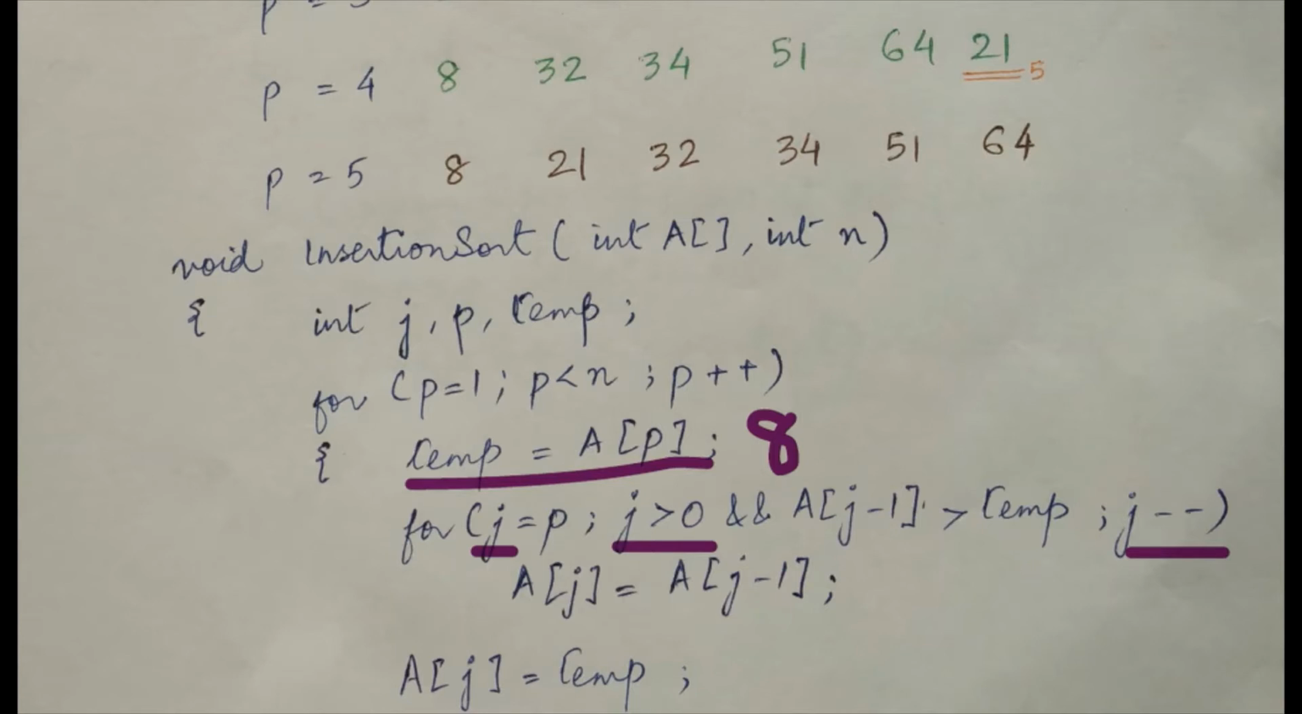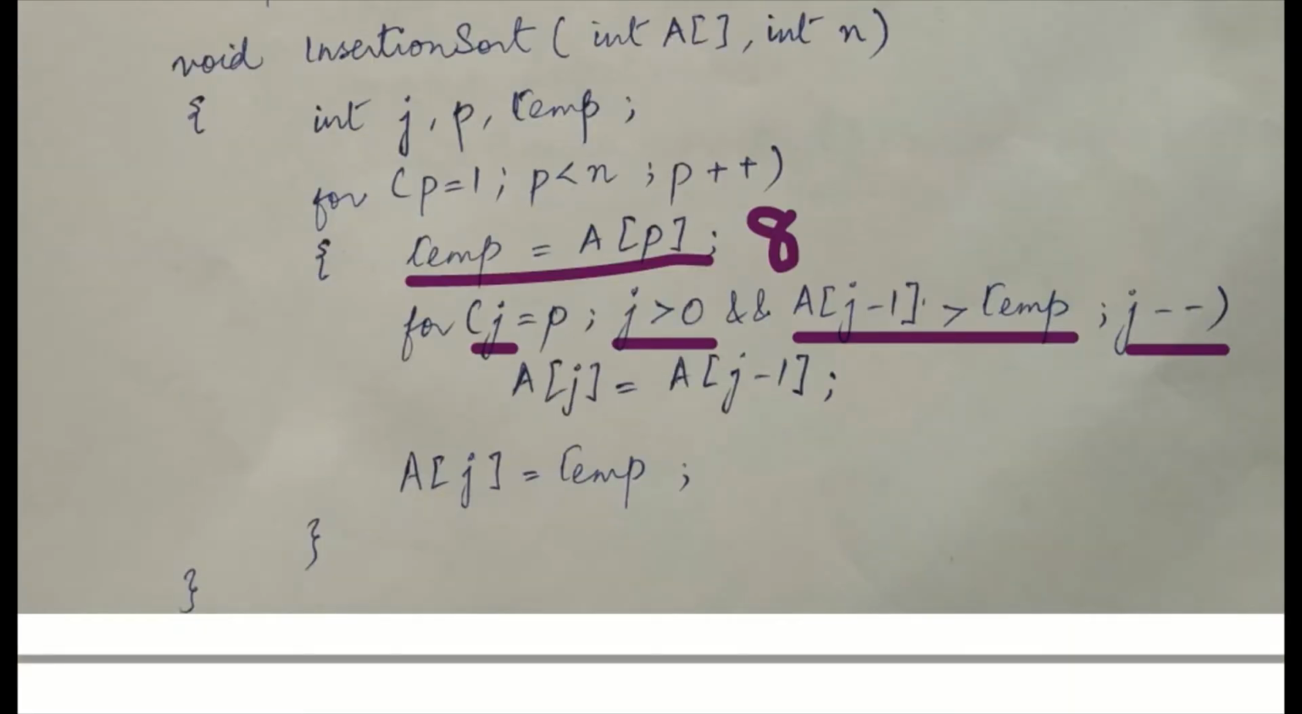If the element on the left of 8 is greater than the element in temp, which is 8, so 34 is greater than 8, we will put 34 in place of 8. So we are overwriting 8, but we have saved 8 already in temp. Then j minus minus, j is 0, so j greater than 0 fails, it comes out of the loop and puts 8 in a[j]. So j is now 0, and 8 goes in the first location.